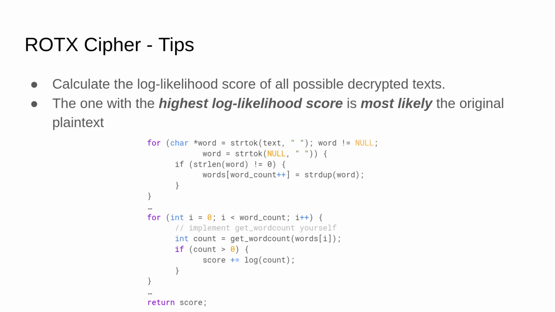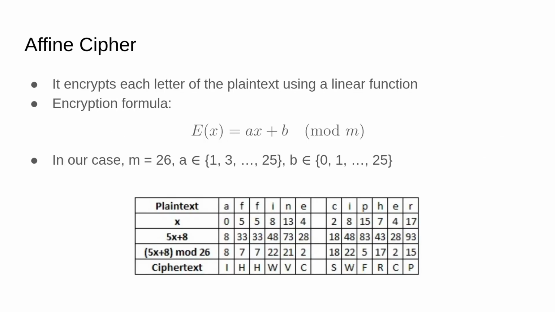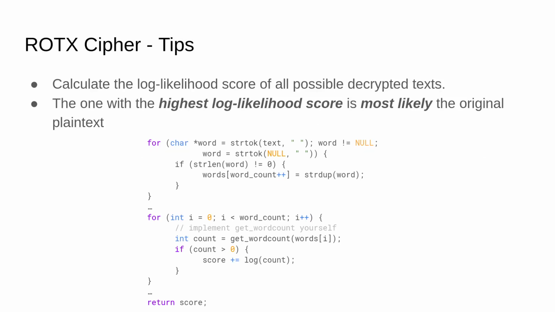Of course, again, feel free to implement your own scoring function as long as it is reasonable, your code can finish in a reasonable time, and your attack works as intended. All right. Any questions so far regarding the cipher? Okay, so in summary, just brute force, then calculate the log likelihood and pick the highest log likelihood to be your decrypted text. That's basically what you need to do.